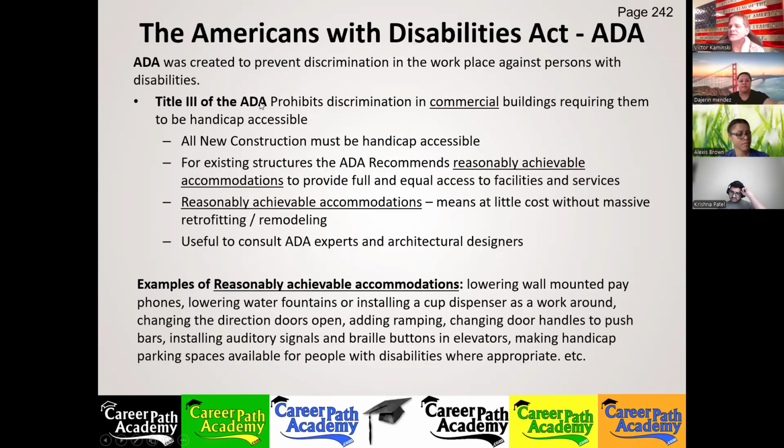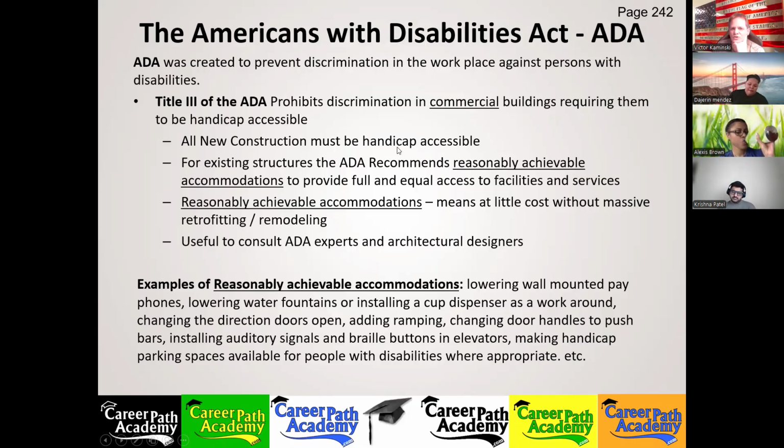And the Americans with Disabilities Act, the ADA. We went over this in chapter 4, but we're going to go over it in a little more detail here. The ADA was created to prevent discrimination in the workplace against people with disabilities. So what kind of properties is it dealing with? Commercial. Title III of the ADA prohibits discrimination in commercial buildings, requiring them to be handicap accessible.